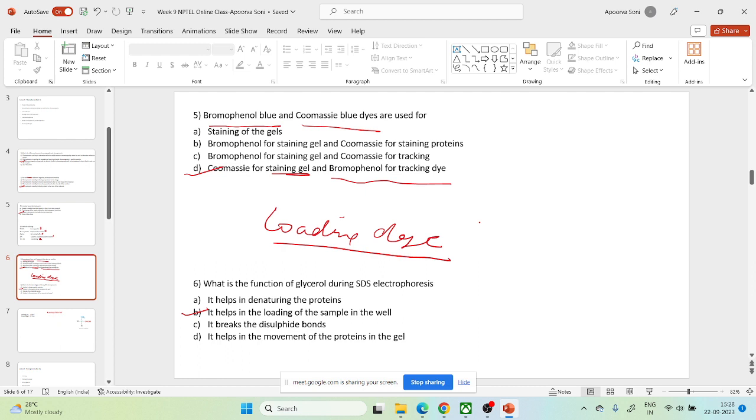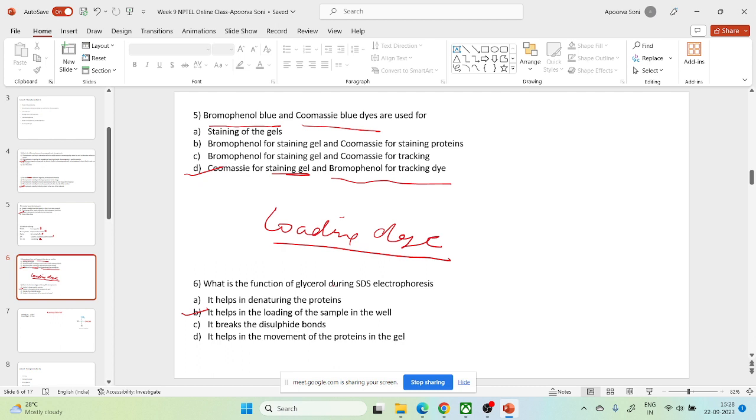It will just pop out from the well if you're not adding the loading dye, because there has to be something denser that can help it stably go there and stay there. So that's why glycerol. If your glycerol is not present, sometimes what happens is that you're continuously using your loading dye and you're not properly mixing it. So all the glycerol content settles down at the bottom of your Eppendorf, and even when you are adding the dye, the sample will pop out.